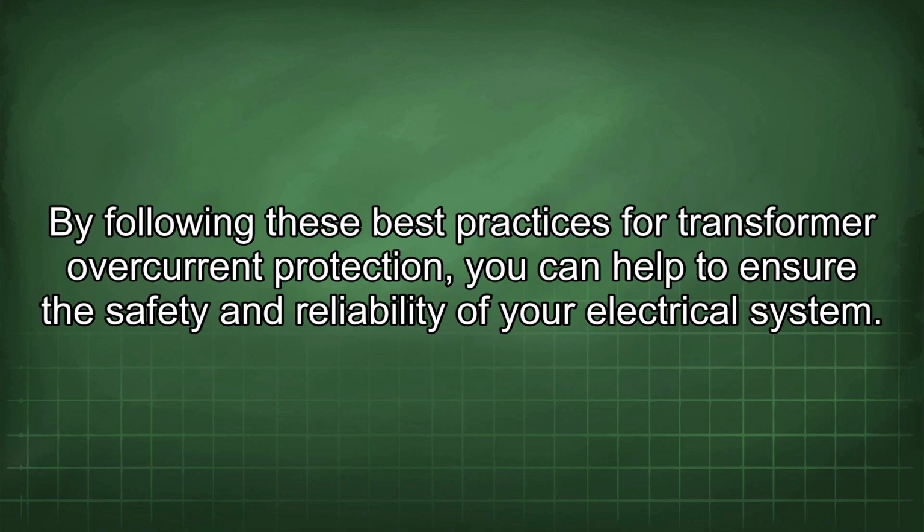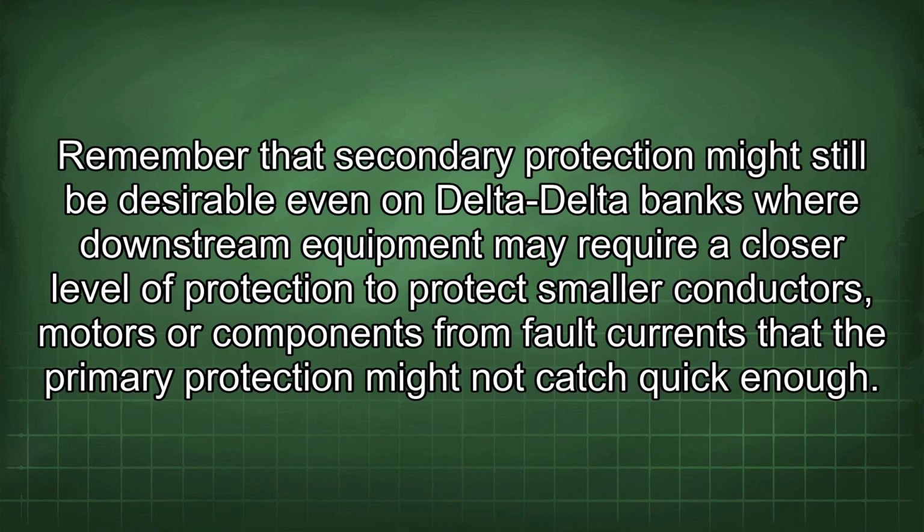By following these best practices for transformer overcurrent protection, you can help to ensure the safety and reliability of your electrical system. Remember that secondary protection might still be desirable even on delta-delta banks where downstream equipment may require a closer level of protection to protect smaller conductors, motors, or components from fault currents that the primary protection might not catch quickly enough.